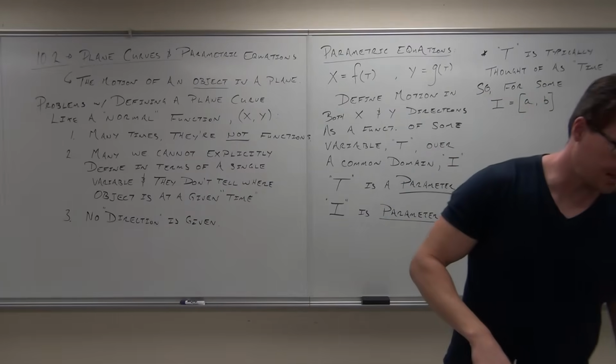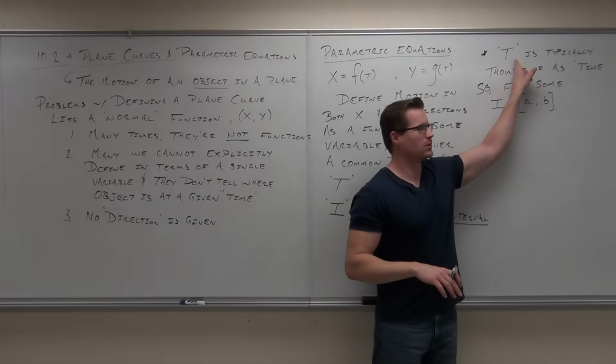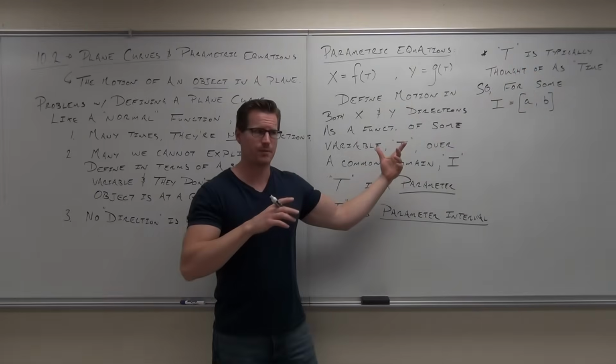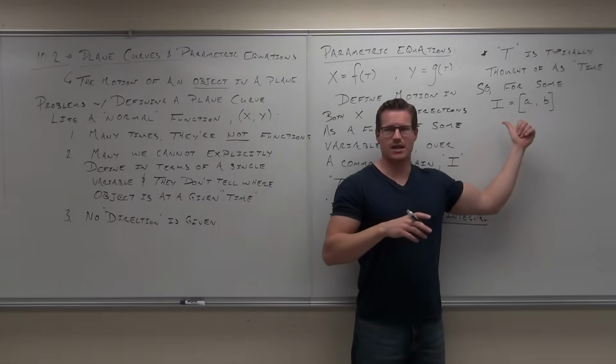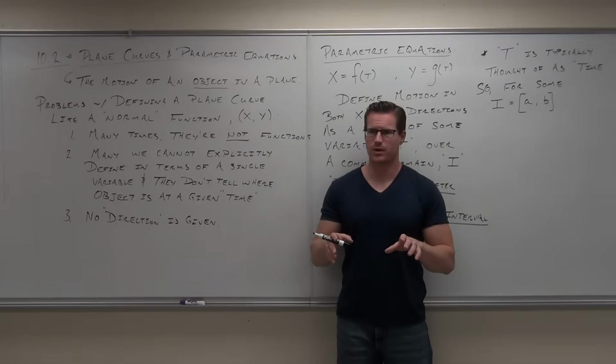I equals a to b, here's what this means for you. What's t called again? Everybody, what's t called? Time. Time, but more generally? It's called the parameter. That's right. I is the interval for your parameter. So here's what it says. Look at the board here real quick.